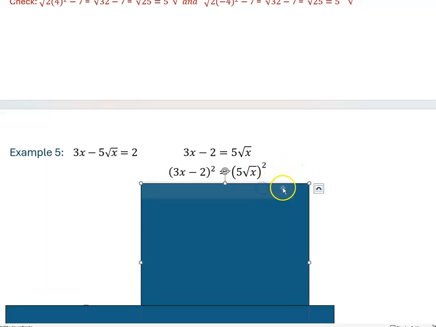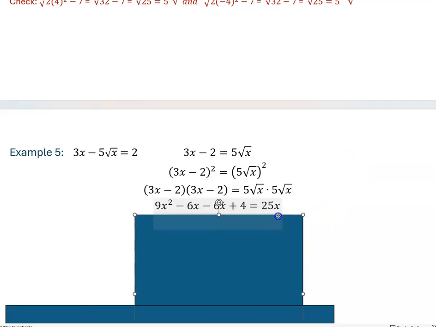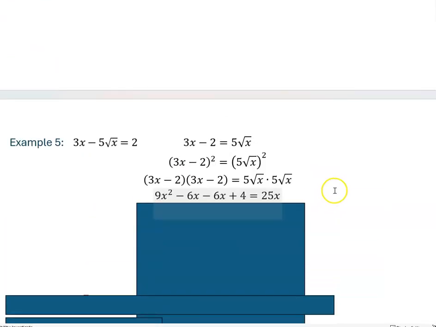Now, what I really have here, when I take that to the second power, is 3x minus 2 twice. 3x minus 2 times 3x minus 2 is 3x minus 2 squared. And what I really have on the right side is 5 square root of x times 5 square root of x. And that's important because a lot of times people will get 5x over here instead of realizing that the 5 is going to the second power as well.